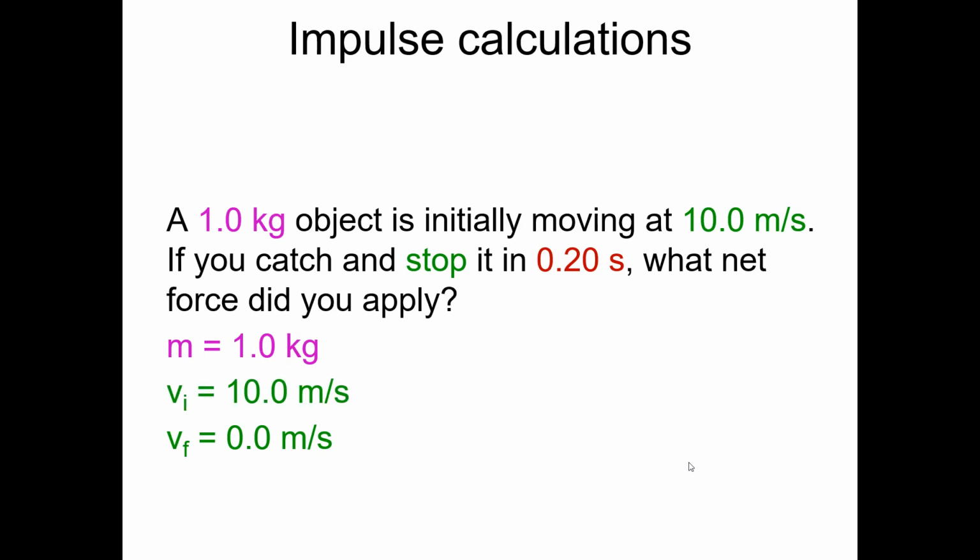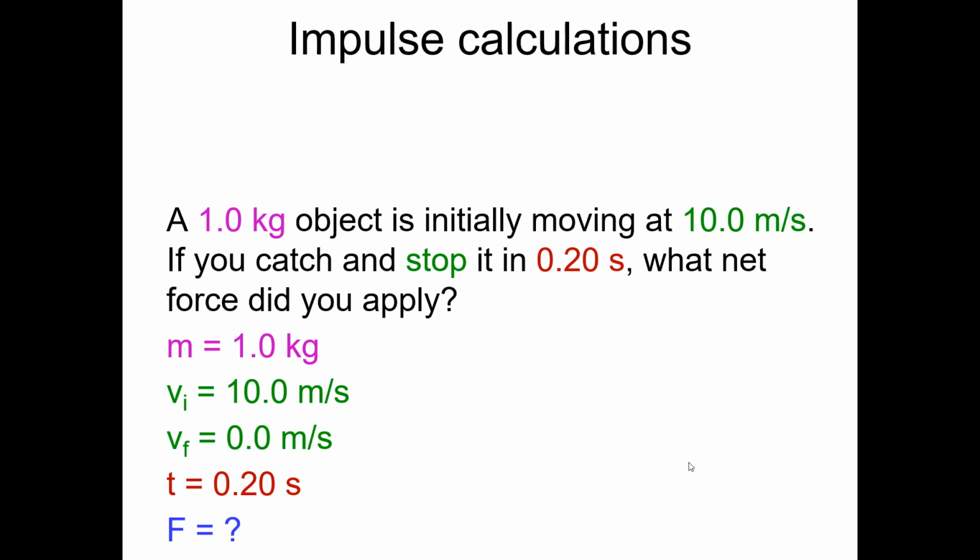Then it comes to a stop. You didn't see a number there, but you have to recognize that anytime something comes to a stop, that means its final speed is 0. So I'm going to put that as a VF. 0.2 seconds is obviously a time. And it says, what net force did you apply? So I'm going to write that down too. I'm going to put F equals question mark.